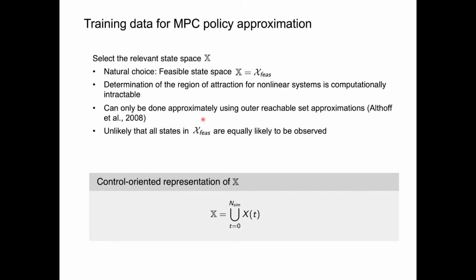In addition, it is also unlikely that all the states in the feasible state space are equally likely to be observed during closed-loop operation. Therefore, we propose an alternative method based on a control-oriented representation of X defined in terms of the tube of the closed-loop trajectories.